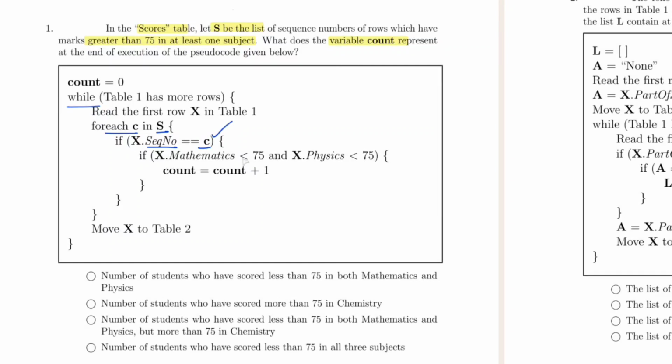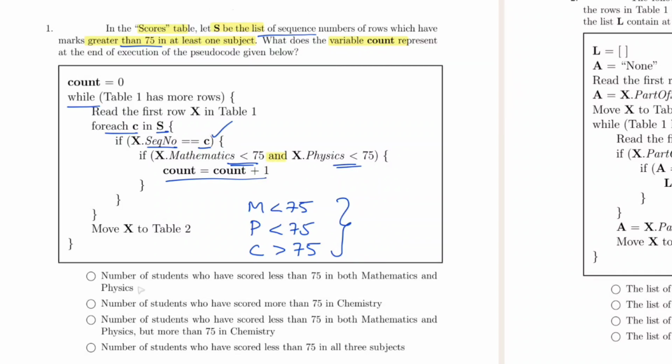And then if mathematics marks is less than 75 and physics marks is also less than 75, you also have to observe the "and", so both conditions should be satisfied, then the count is incremented. So basically maths marks is less than 75 and physics marks is less than 75, and as we were told earlier, the list is of students who have marks greater than 75 in at least one subject. So definitely chemistry is greater than 75. So we are going to count the students which have the following details, right?